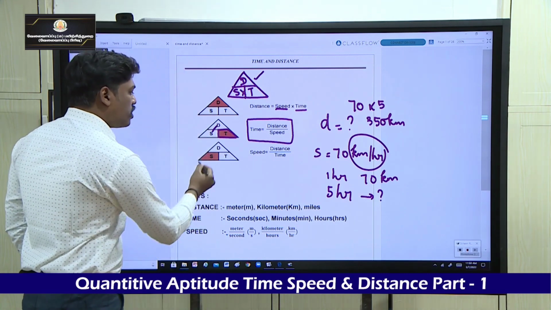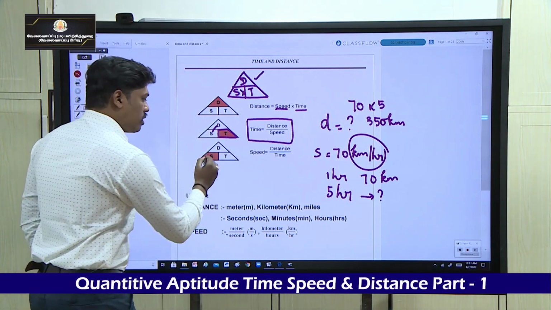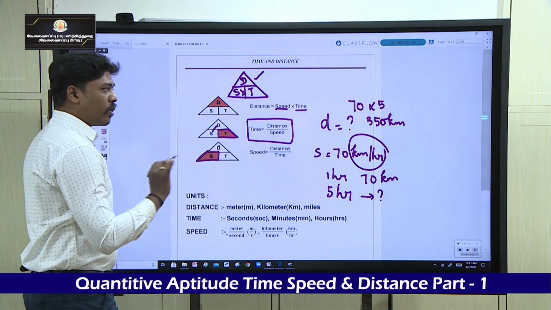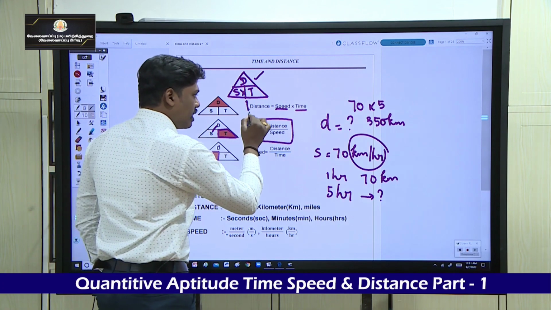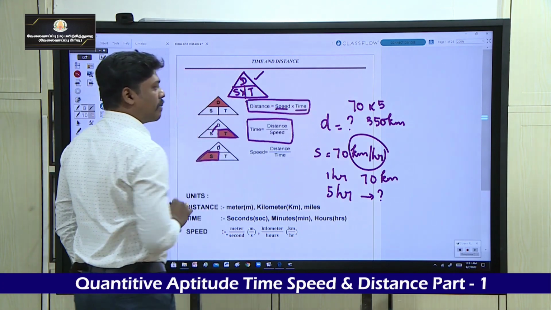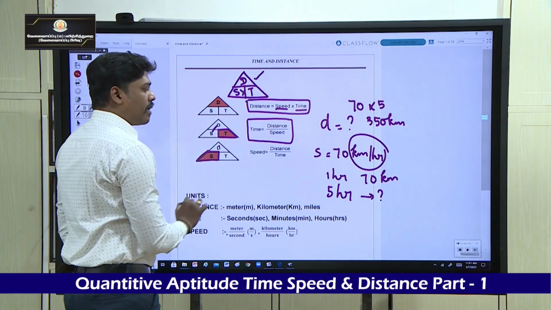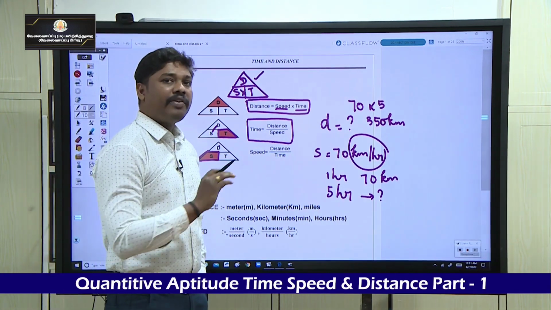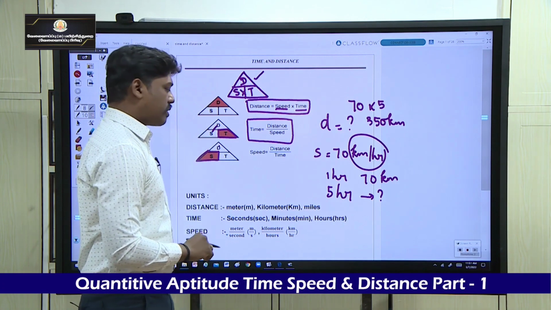In case you want speed, what can you do? Speed is equal to distance by time. There is only one basic formula: distance equal to speed into time. With this we can find the time as well as speed. So that's the formula. Next we can see about the units.